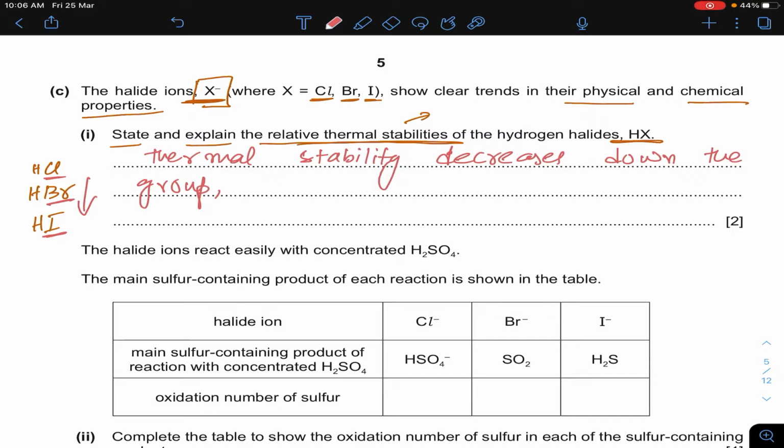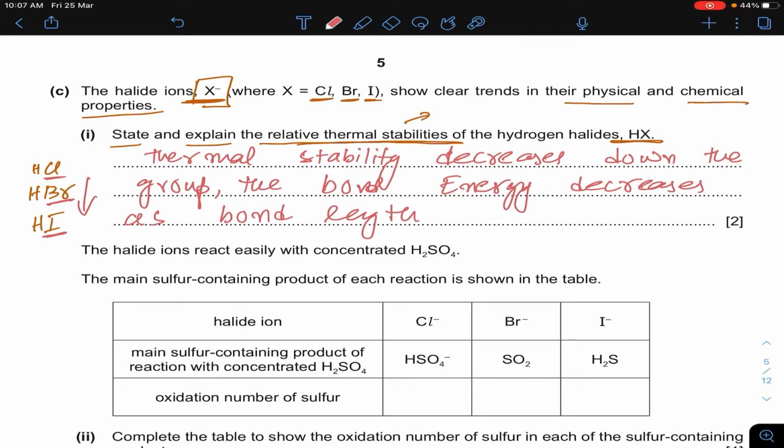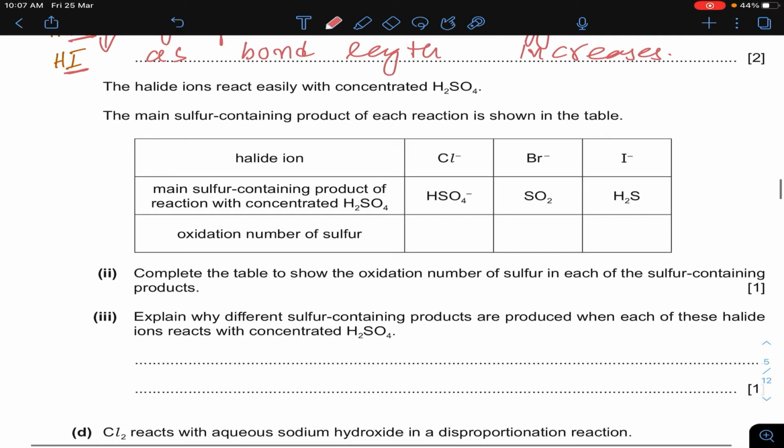And the reason is the bond energy decreases as bond length increases. When bond length increases, the distance between the two nuclei increases, so it becomes easier to break the bond. Alright, so they get less thermally stable as we go down the group.